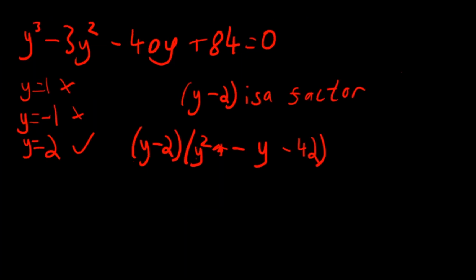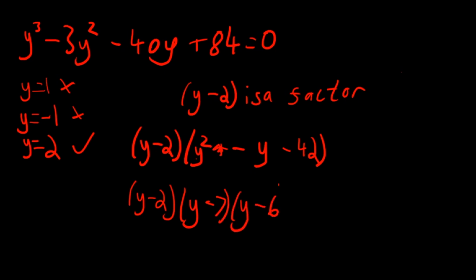And upon looking at the second bracket, we can immediately see that this can be factorized again to give us y minus 2 multiplied by y minus 7 multiplied by y minus 6. So as we can see, the largest root of the cubic equation is y equals 7. And so alpha beta plus gamma delta must equal 7.